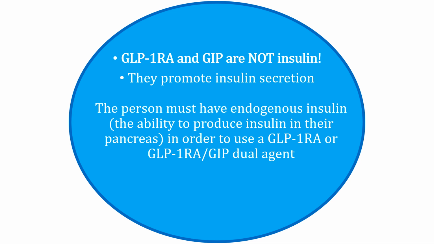They promote insulin secretion. So the person has to have endogenous insulin or their own beta cells that are working in order to produce the insulin enough to bring their glucose levels down. If they have type 1 diabetes and have no beta cells left, it will not be effective in glucose control. Will it be effective in weight loss? Yes, probably. Will it still have the cardio and renal protection to it? Yes, it will.